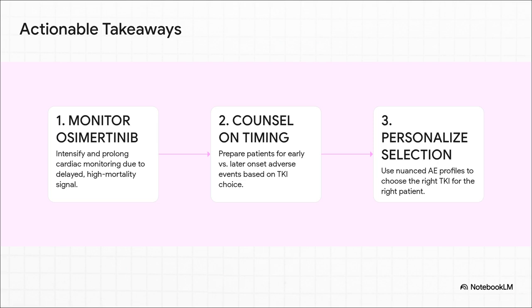Number 2, we have to counsel our patients on the timing of these side effects. Preparing them for early GI issues with afatinib versus the potential for later, more serious issues with osimertinib is key. And finally, number 3, let's really use these nuanced toxicity personalities to personalize TKI selection. It's not just about efficacy, it's about the patient's comorbidities and their quality of life priorities.